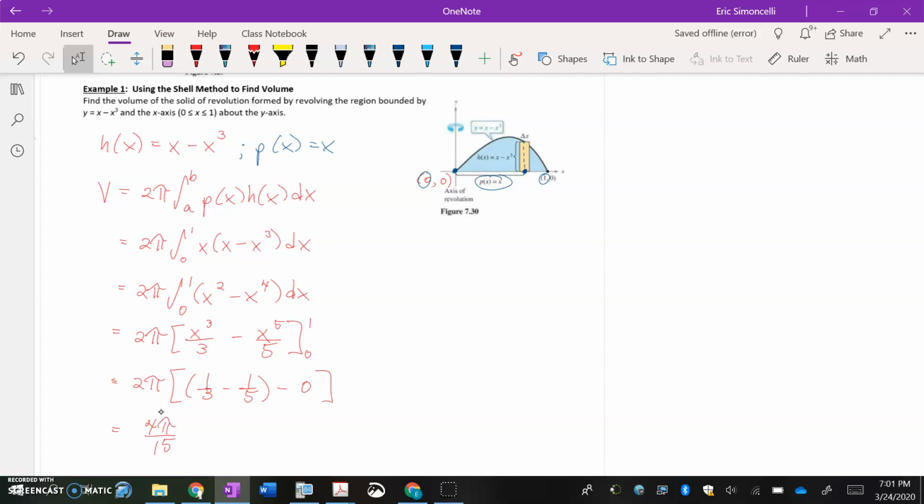And that ends up being the volume of the solid of revolution formed by revolving that plane region about the axis of revolution, which again was the vertical axis, or y-axis. Let's move on.